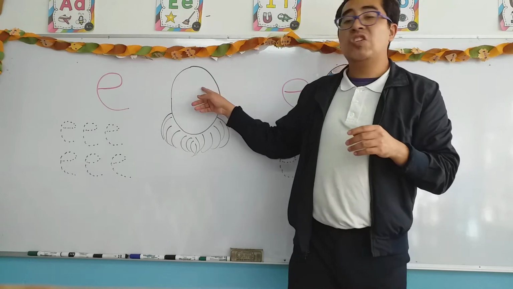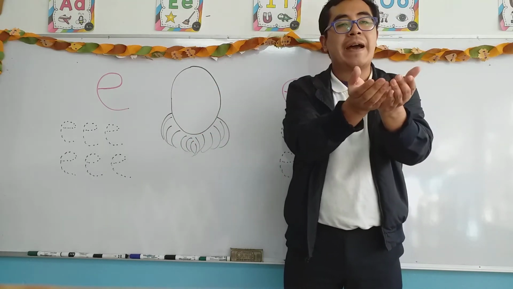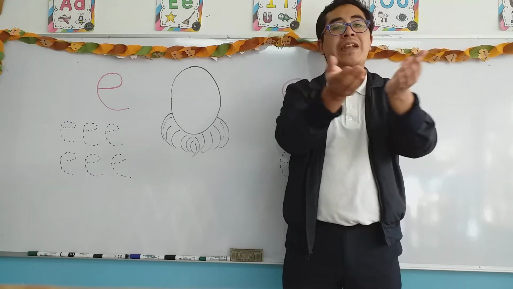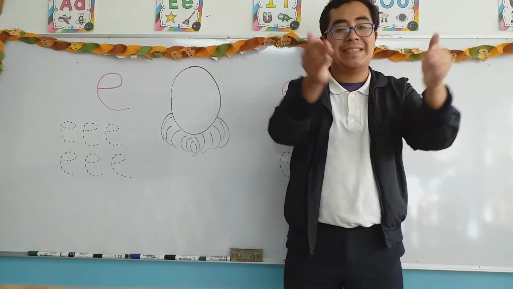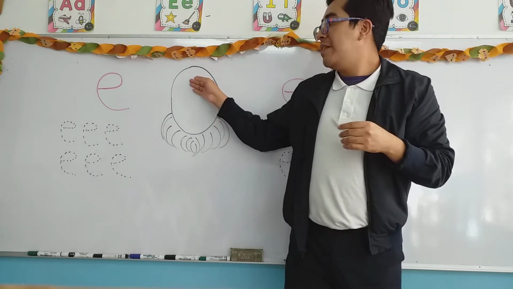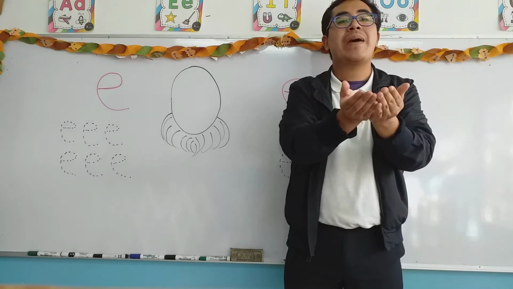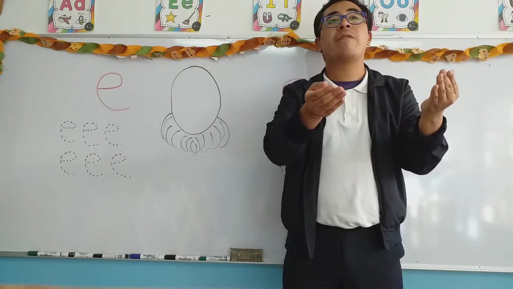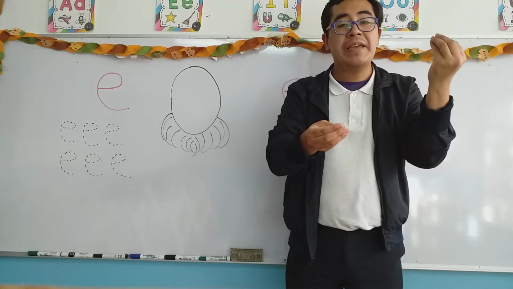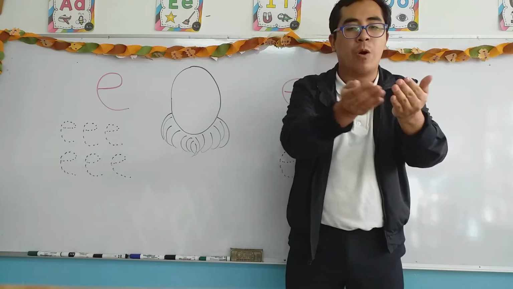Now, as you can see here, under the egg we have a vase that is holding the egg, that is called nest. Como pueden ver, debajo del huevito tenemos una basecita que se le llama nido. The nest is made of particles of a tree and the function is to keep the egg warm.